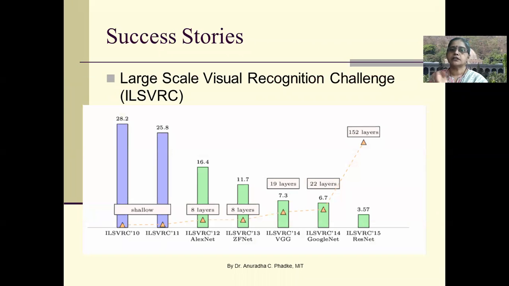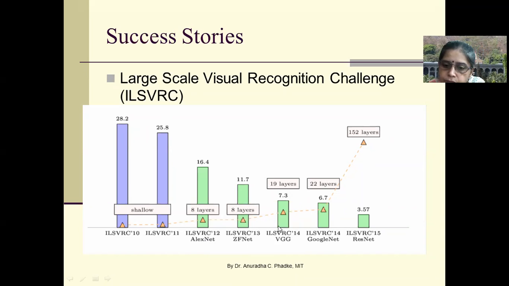So in this large scale visual recognition challenge, initially in 2010-11, shallow networks were used for detection of objects. Then in 2012, there were 8 layers. Even in 2013, an 8 layer neural network was used, and the network architecture was known as ZFNet.